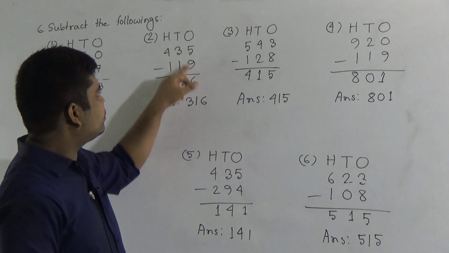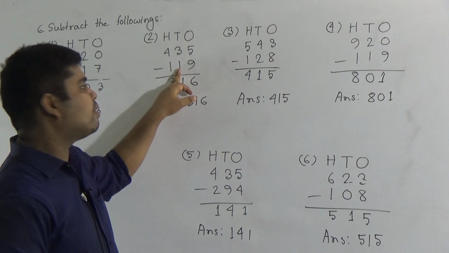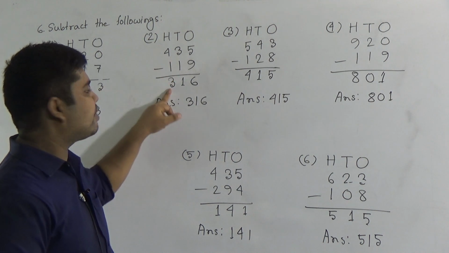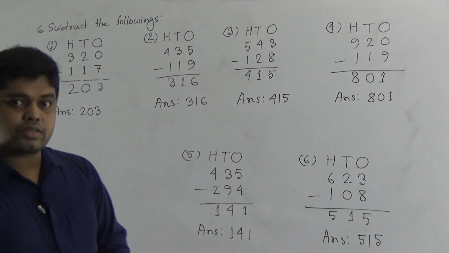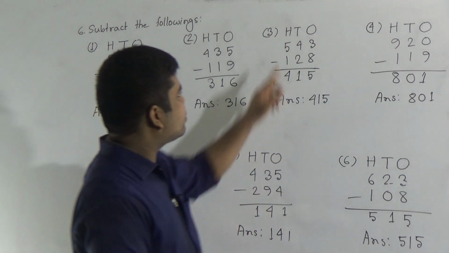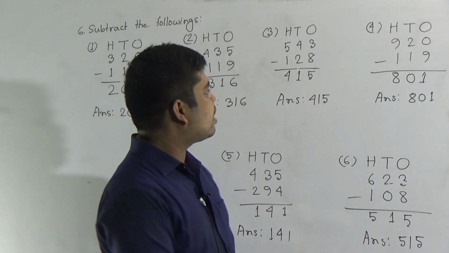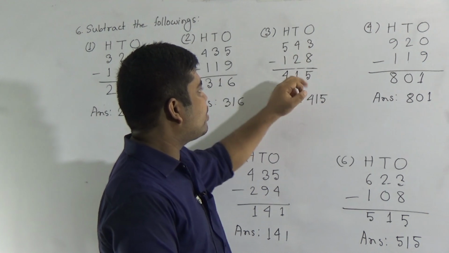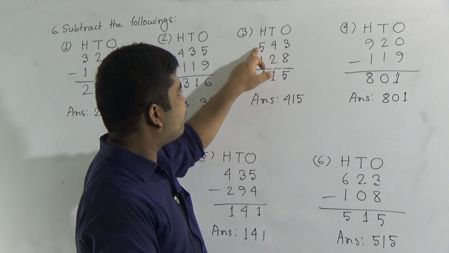Again 9 to 15, we take 6, carrying on, that 1 is added with this 1, it will be 2. If we subtract 2 from 3, then we get 1. Now we subtract 1 from 4 and we get 3. So 316 is the answer. My dear students, after writing each question's answer, you must check. Next, question number 3. 543 minus 128. Now we subtract 8 from 13 and we get 5. This 1 is added with this 2 and it will be 3. 3 to 4, 1. If we subtract 1 from 5, then we get 4.